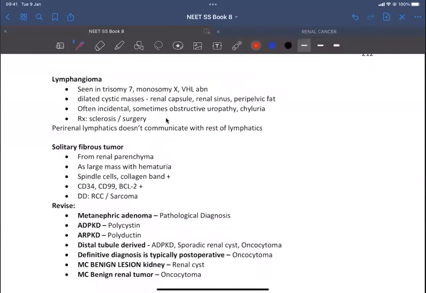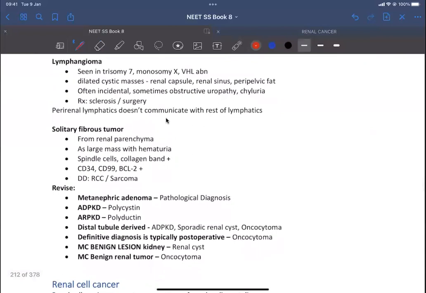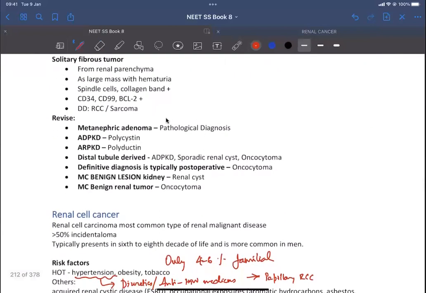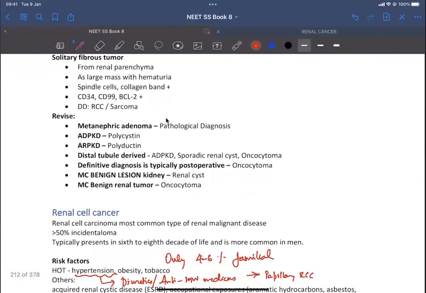Lymphangiomas, another type of benign tumor, are usually incidental, but can sometimes cause obstructive uropathy and chyluria. They are seen in trisomy 7, monosomy X, and VHL. Solitary fibrous tumor is another type of benign tumor. And you've got more benign tumors, metanephric adenomas, which is a pathological diagnosis.